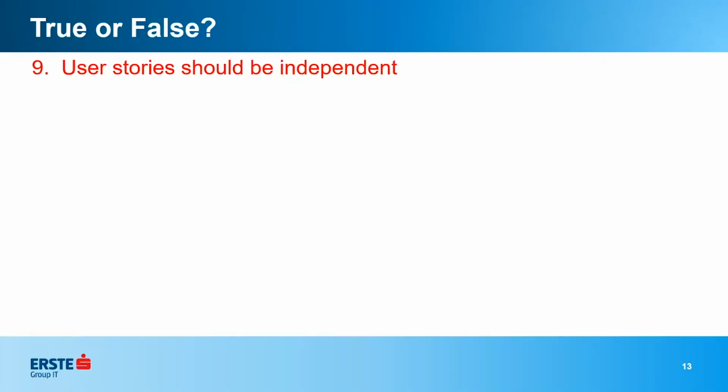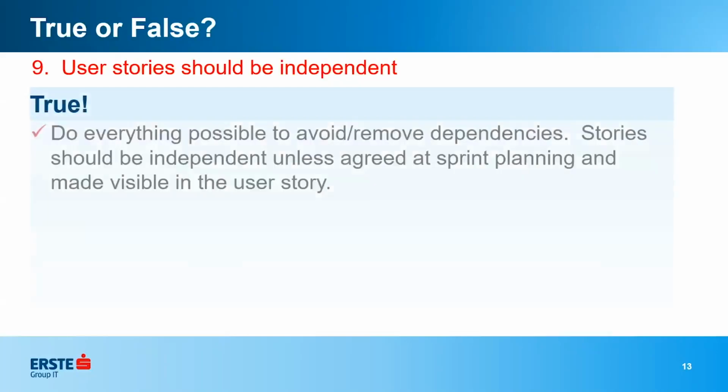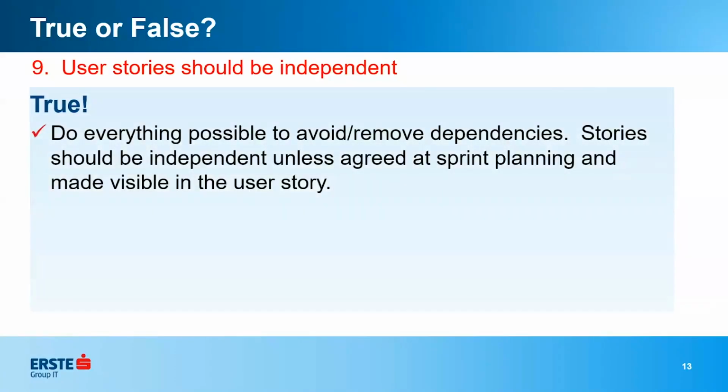This is an easy one. True or false? User stories should be independent. Again, we live in the real world, right? And notice I said they should be independent. The question is not whether user stories have to be independent. So do whatever you can to avoid or eliminate the dependencies.